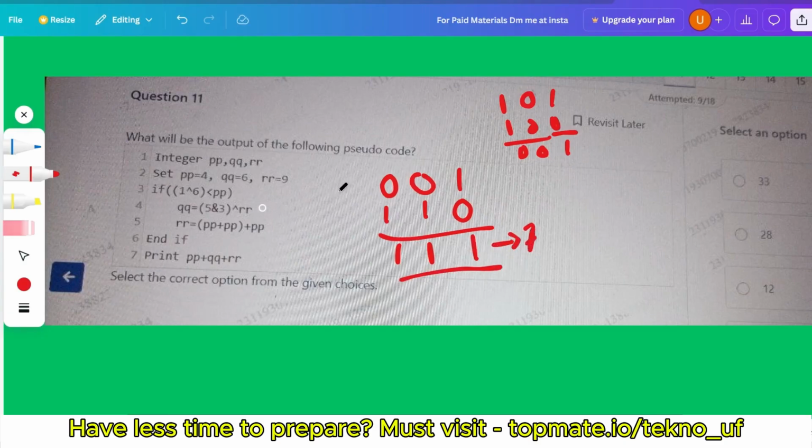So let us check if 7 is less than the value of p, that is 4. Yes or no? This is obviously no, so this is false. So we don't have to go inside the if block.